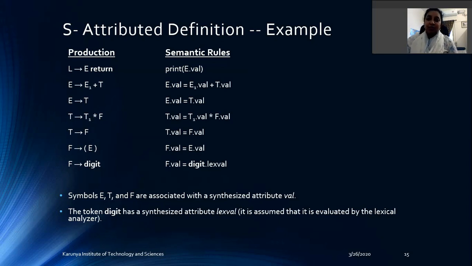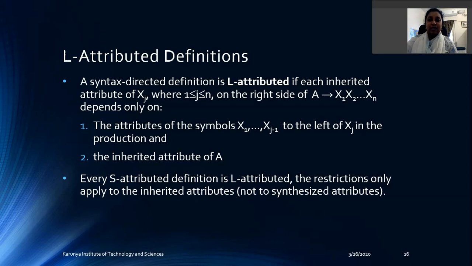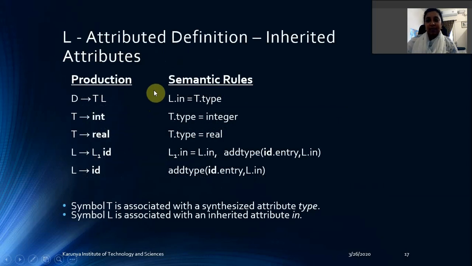But for L-attributed definition, you have 2 cases. One is that all synthesized attributes can also occur. So an S-attributed definition can be an L-attributed definition. But then if one attribute is an inherited attribute, then you call it an L-attributed definition. So now what happens here, we'll go on with the example first.